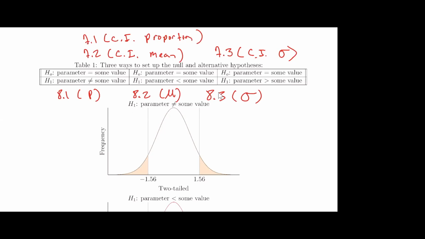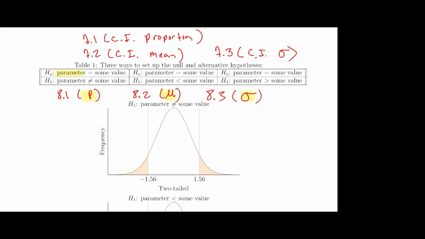Whenever we're talking about parameters, we're talking about these three parameters. We're either testing p, testing mu, or testing sigma. All right. Any question in regard to that so far? No question. All right, perfect.